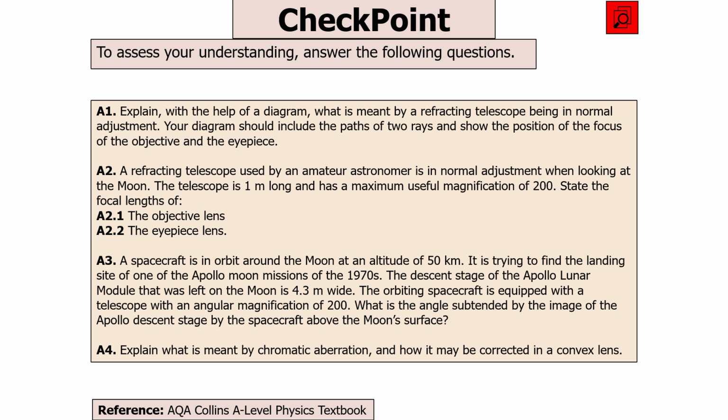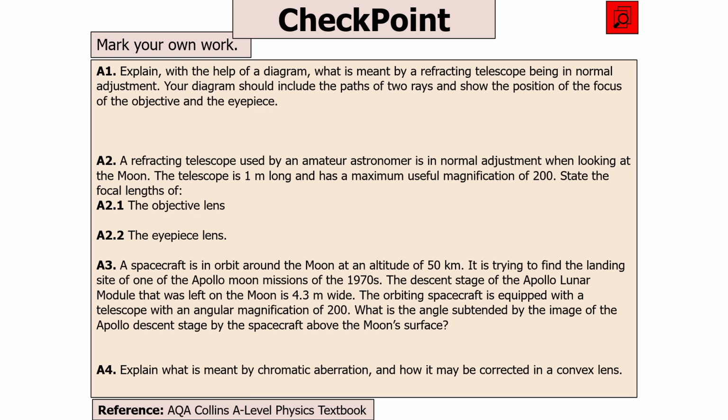Then a spacecraft is in orbit around the moon at an altitude of 50 kilometers. It is trying to find the landing site for one of the Apollo moon missions of the 1970s. The descent stage of the Apollo lunar module that was left on the moon is 4.3 meters wide. The orbiting spacecraft is equipped with a telescope with an angular magnification of 200. What is the angle subtended by the image of the Apollo descent stage by the spacecraft above the moon's surface? Then explain what is meant by chromatic aberration and how it is corrected in a convex lens. So pause the video now, then unpause the video when you want to go through your answer.